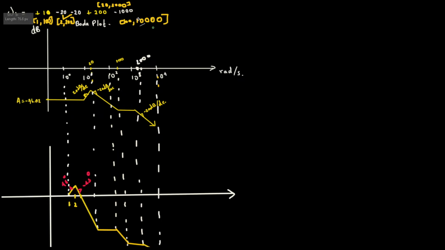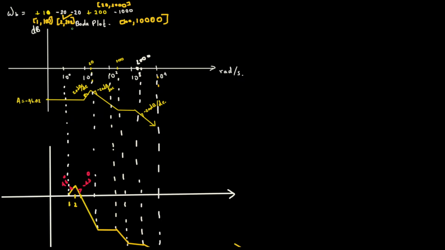Okay, at 10,000 what happens? It's a pole and we are losing a pole. We have a pole holding a minus 45, and if we are losing a pole, it means we are adding plus 45, which means it's going to straighten out and go like a straight line forever. Okay, this is the angle graph.